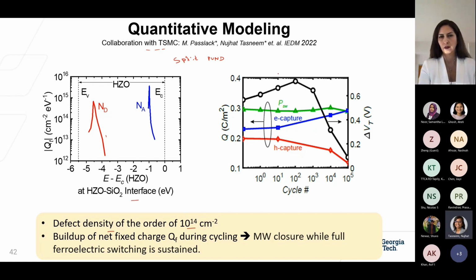The results from this model also indicated that with cycling, there is a buildup of net fixed charge of predominantly one polarity. And this buildup of net fixed charge is the reason why the memory window closes with cycling, even when there is full ferroelectric switching, which is still sustained. So this work was presented in IDM in 2022.